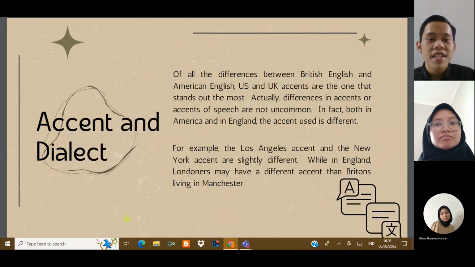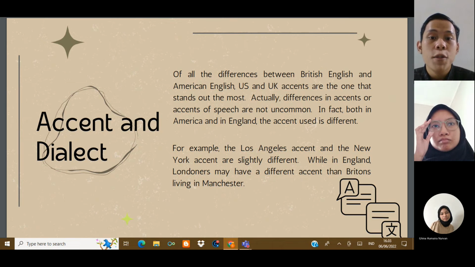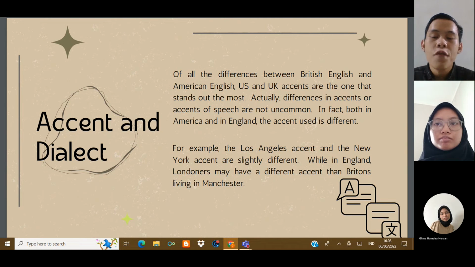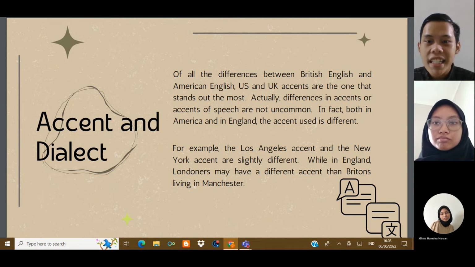The first is accent and dialect. Of all the differences between British English and American English, US and UK accent are the ones that stand out the most. Actually, differences in accent of speech are not uncommon. In fact, both in America and in England, the accents used are different. For example, the Los Angeles accent and the New York accent are slightly different, while in England, Londoners may have a different accent than Britons living in Manchester.